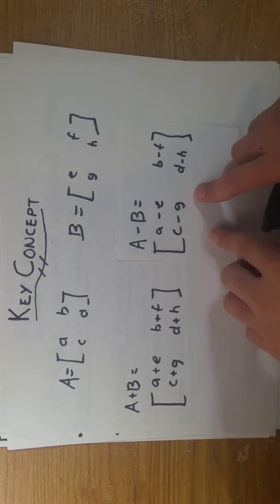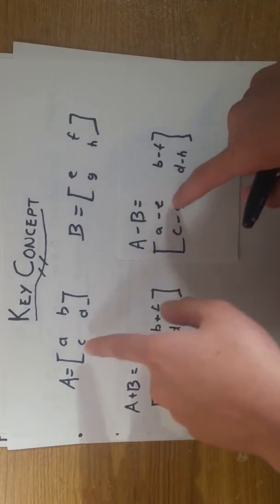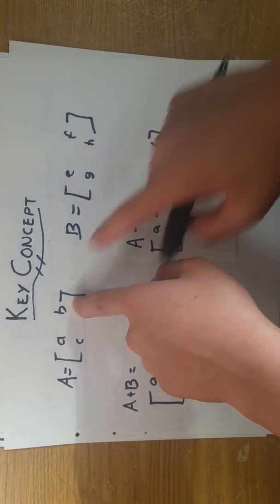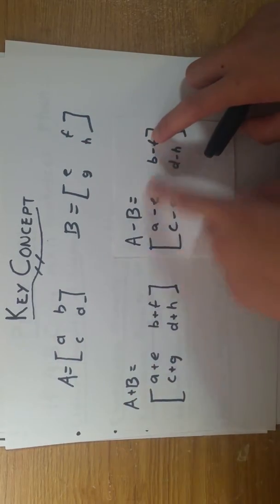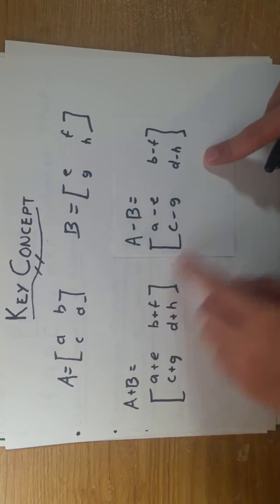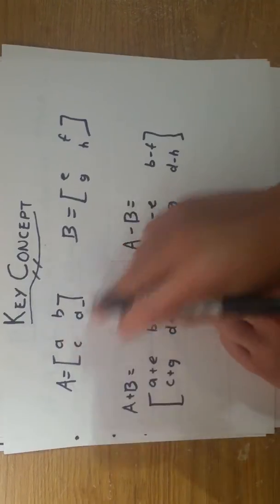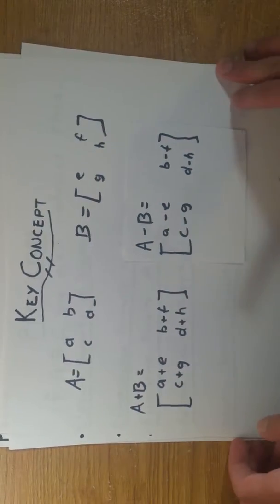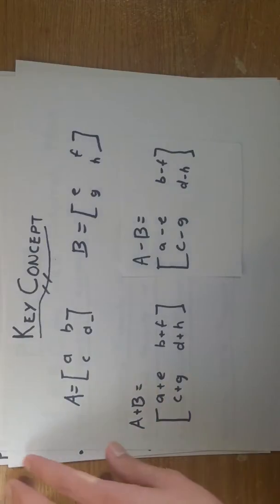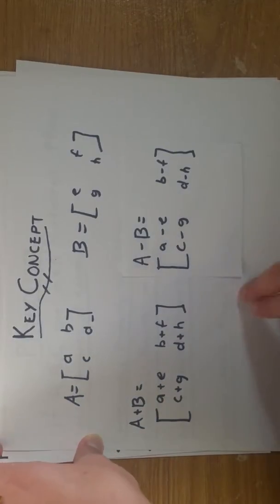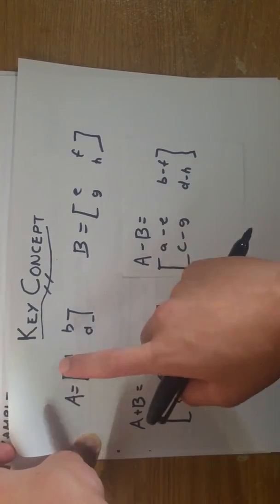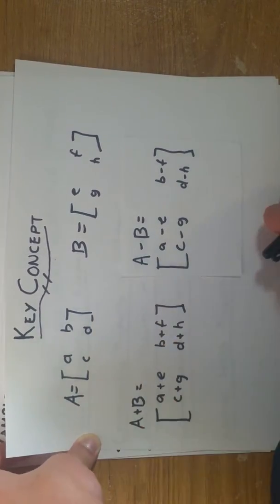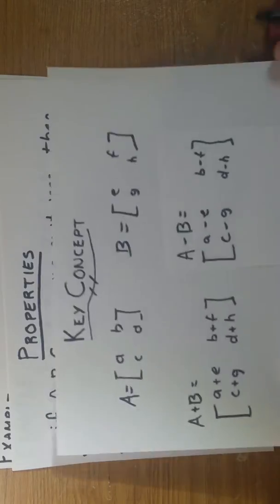And over here, we have subtraction. For the first term, we have A and E, so A minus E. For the second term of the first row, we have B and F, so B minus F. And C and G, so C minus G. And D and H, so D minus H. So basically, just subtract and add the corresponding elements. And also, in order to add matrices, they need to be equal matrices.